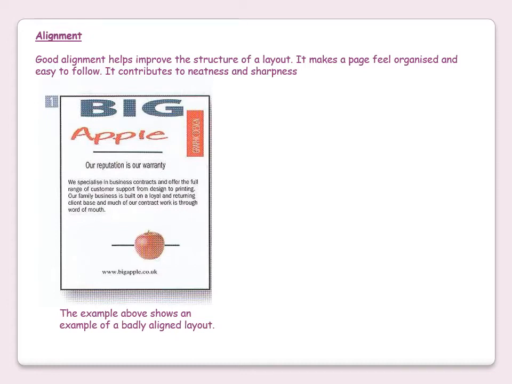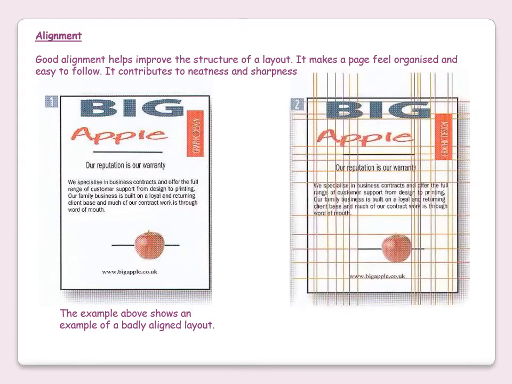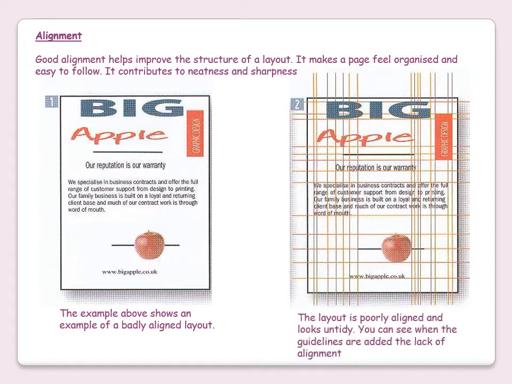The example above shows an example of a badly aligned layout. At first, when you look at it, you probably think it's not too bad, but when you actually start to add grid lines or guidelines where all the edges of all the different parts take place, you can actually see the layout is poorly aligned and looks untidy. You can see this when the guidelines are added, the lack of alignment that is taking place.